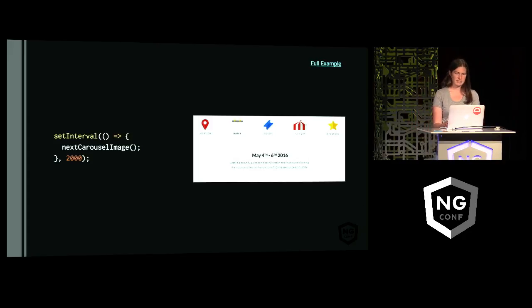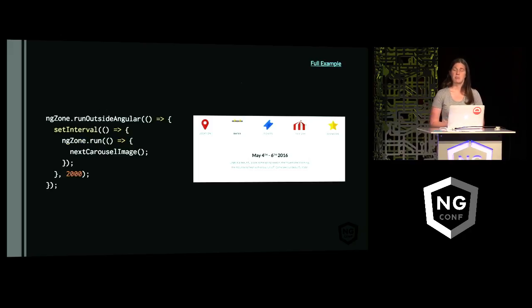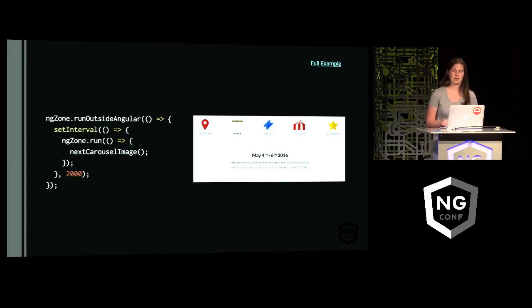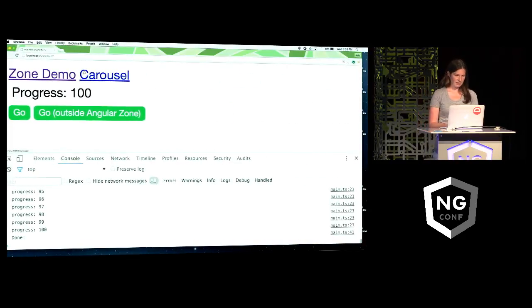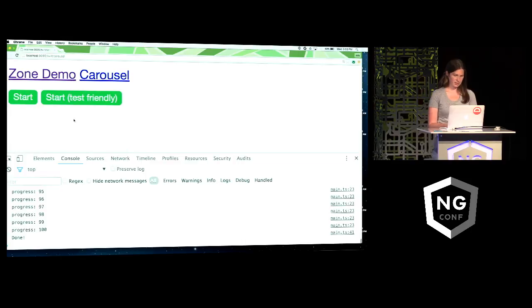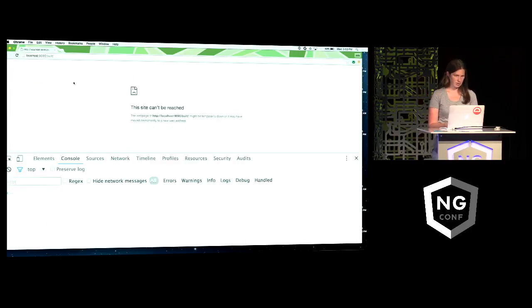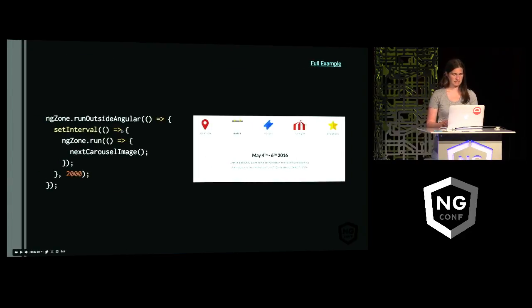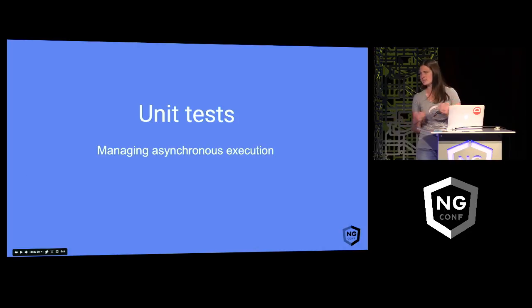But you can fix this as a developer by running that setInterval outside of the Angular zone and then re-entering the Angular zone to update the carousel image. And I have a very small demo of this as well. So let's actually refresh the page. I don't know why this is down, so we're not going to look at that. Maybe at the end. All right, let's talk about unit tests.